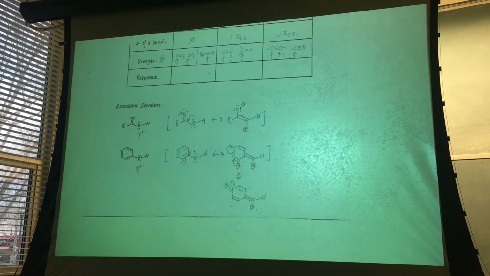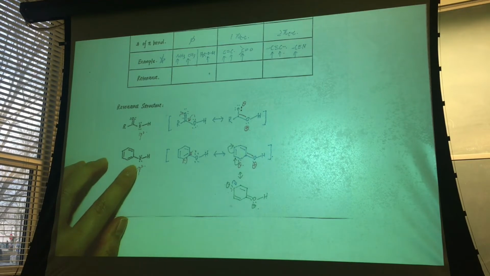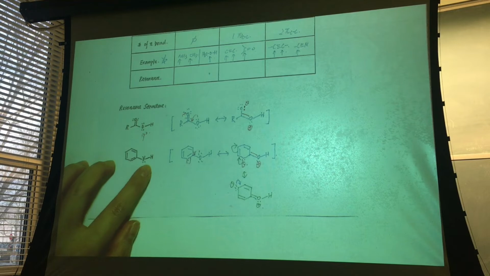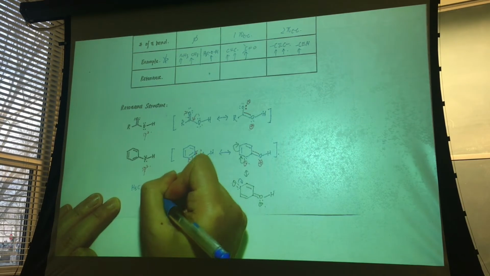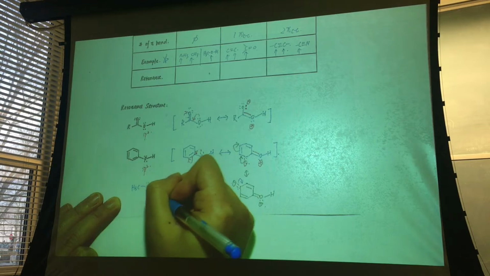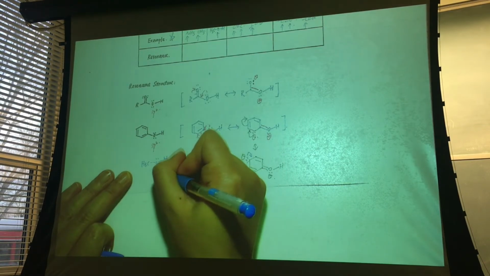Yeah. And you said that because that oxygen has a resonance structure in which it's sp2, the original one has hybridization of sp2? No. If it's this one, this oxygen is sp3.